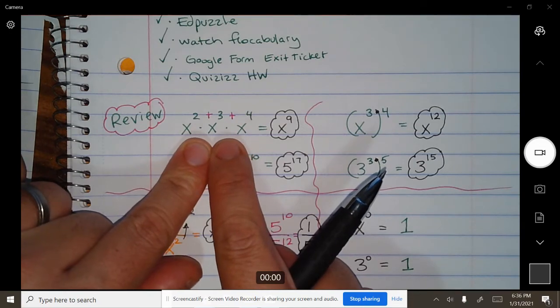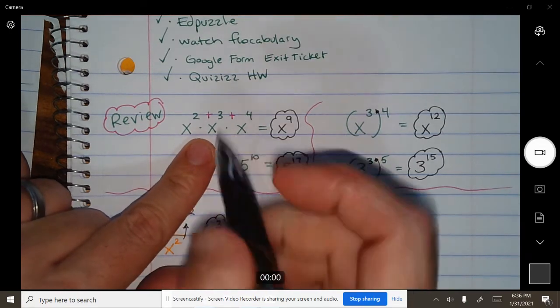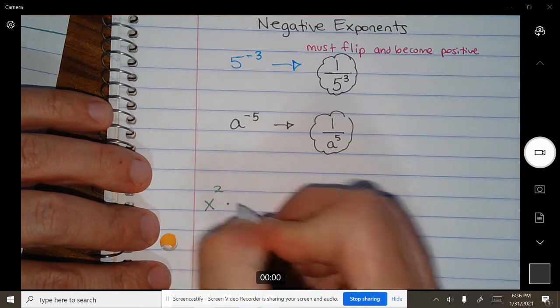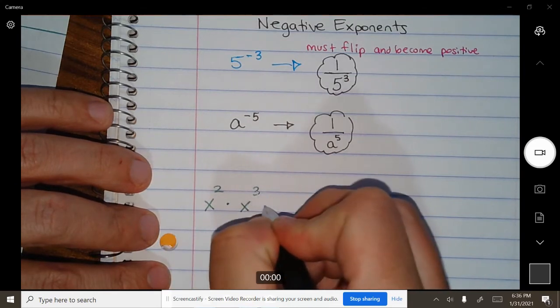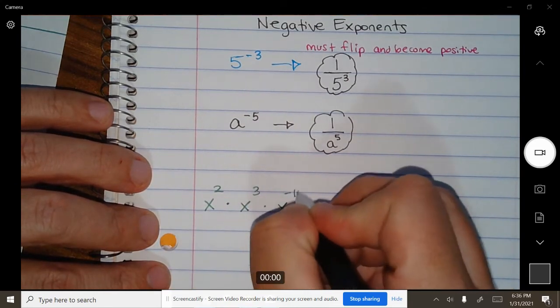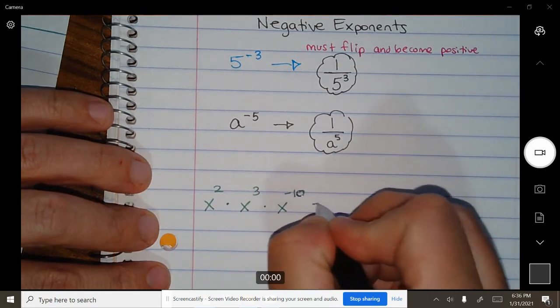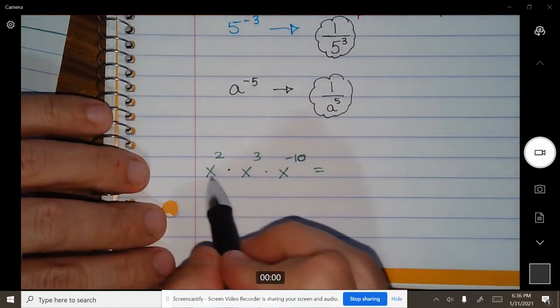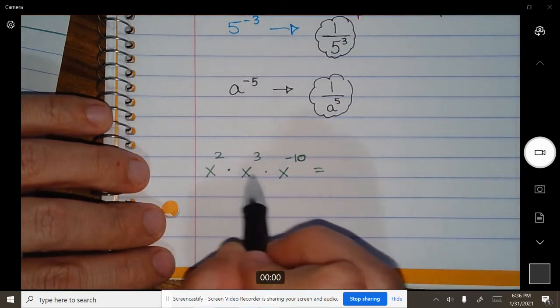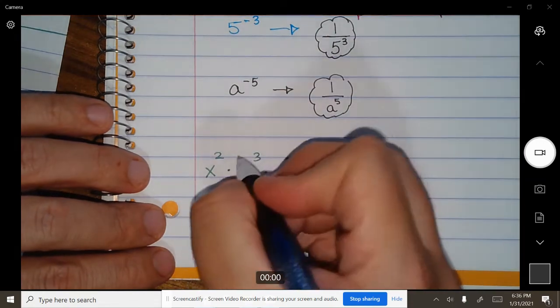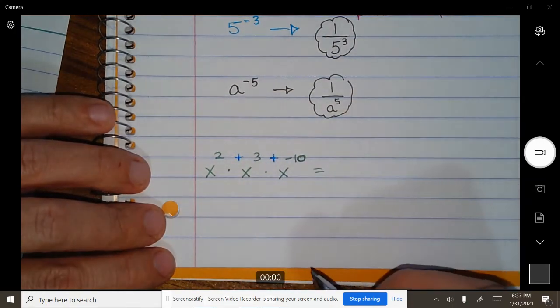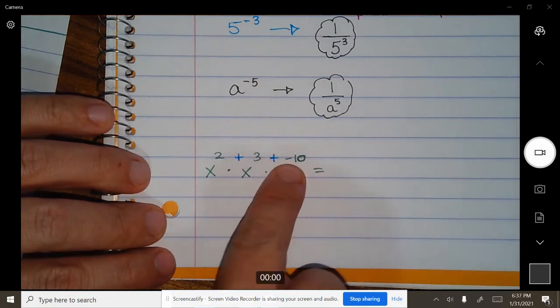This one, what are we supposed to do with them? We're supposed to add when they're all being multiplied. Watch what I'm going to do right now. This is going to get kind of crazy. x to the 2nd power times x to the 3rd times x to the negative 10. All right, now look at what you have here. You have the same bases. Cool. Mr. Mercick taught me when I have the same bases, I am allowed to add the exponents. All right, but don't forget about that negative 10.